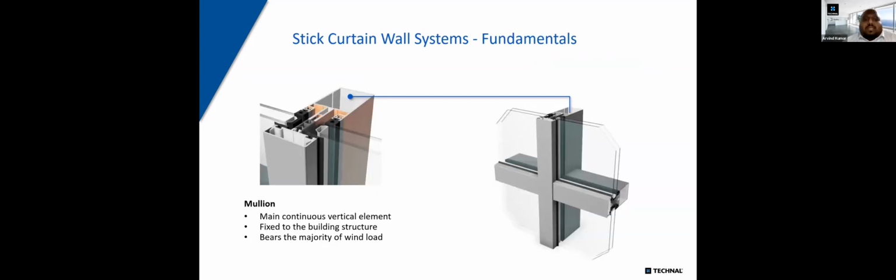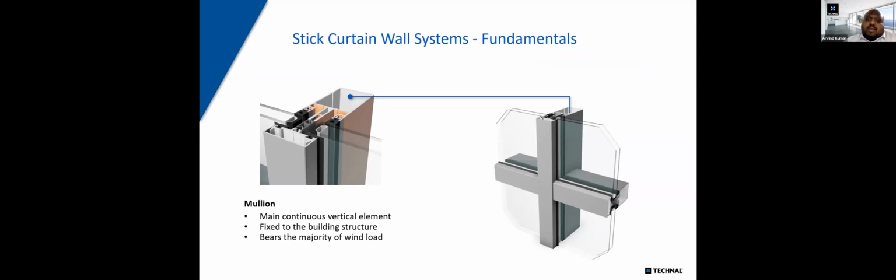These make for lightweight enclosures for building construction. I mean, back in the days, you cover your building with brick or mortar, but now you have these lightweight aluminum glaze enclosures for building construction. That's why people really like to use stick curtain wall systems. So let's start with the mullion. The mullion is your main vertical continuous element. It is fixed to the building structure, and it bears all the wind load. So any wind load acting on the facade is directly transferred on to this vertical mullion. We talked yesterday, and for people who were attending the session yesterday, we talked about wind pressures.